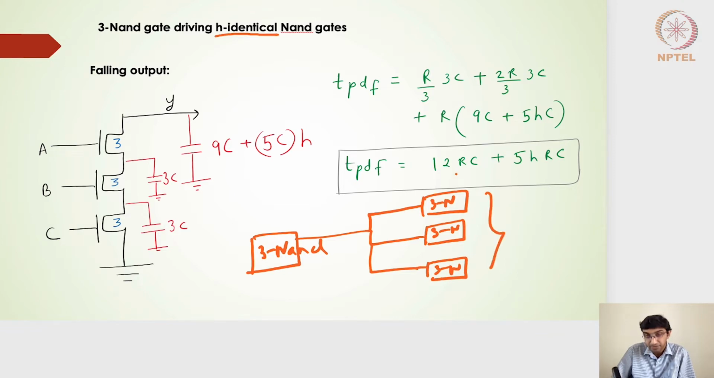Right, so the number of 3-input NAND gates is nothing but H. In that case, each of these 3-input NAND gates is going to give me a capacitance of 5C. Each 3-input NAND gate gives a capacitance of 5C, so H such gates will give me 5CH. 9C is its own parasitic capacitance, the diffusion capacitance, or also the depletion capacitance. So 9C plus 5C into H will now be considered across the output node.